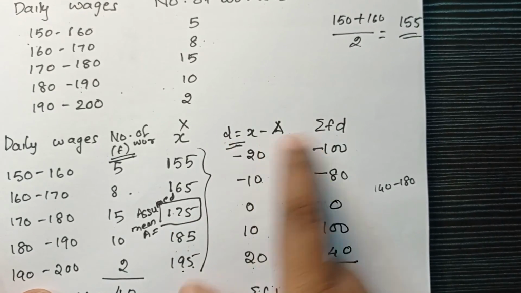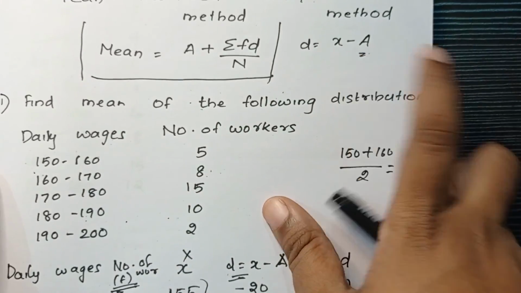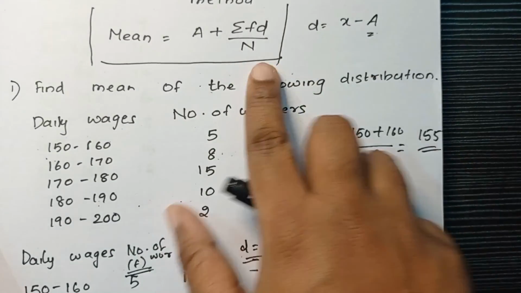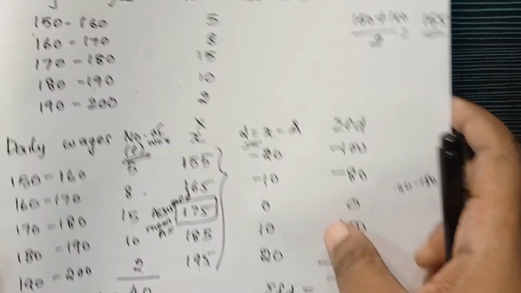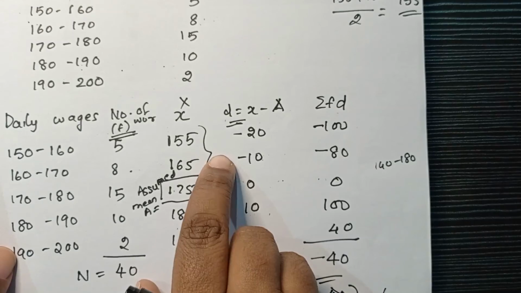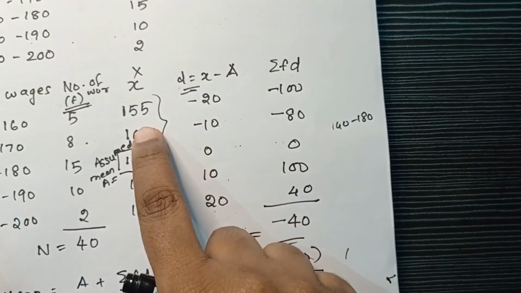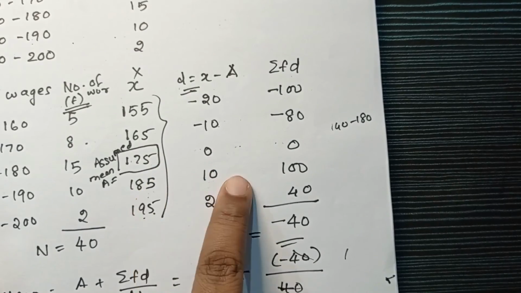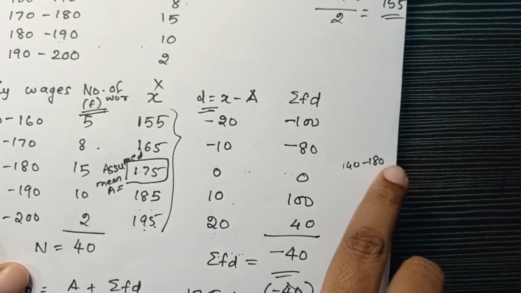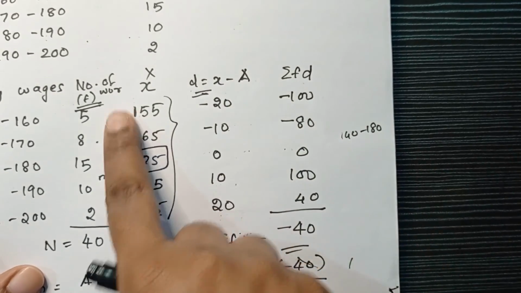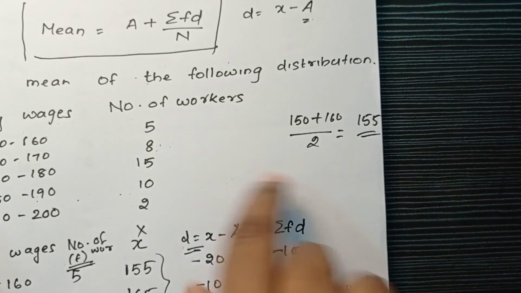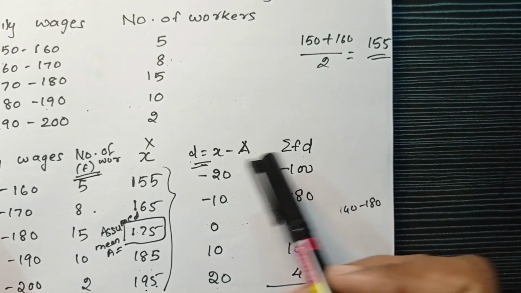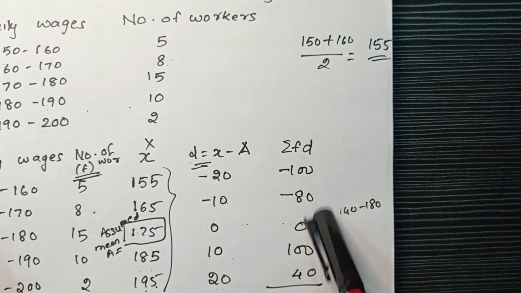Now d equal to x minus a, that is in the formula itself. You just have to learn this formula. We are subtracting each value of x by 175. So we got 155 minus 175, that is minus 20, minus 10, 0, 10, 20. After that, d is there, frequency is there. As per the formula, we have to find out fd, so we are multiplying f into d. So we got these values.